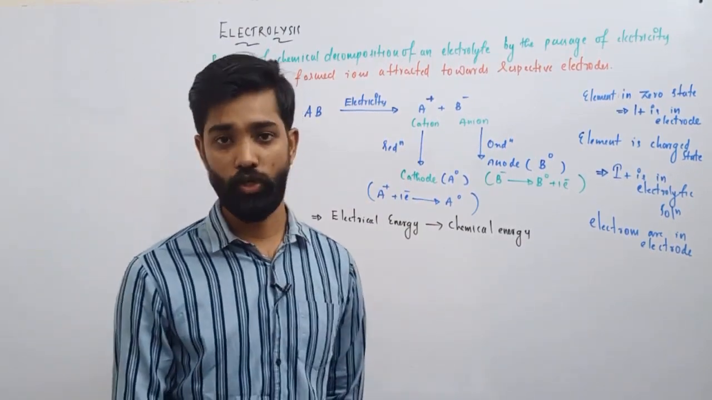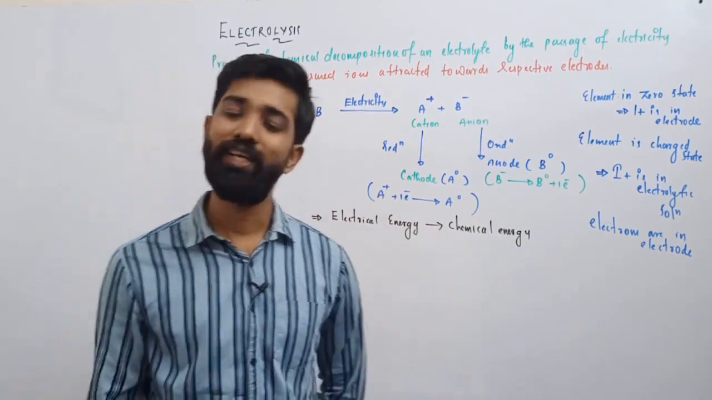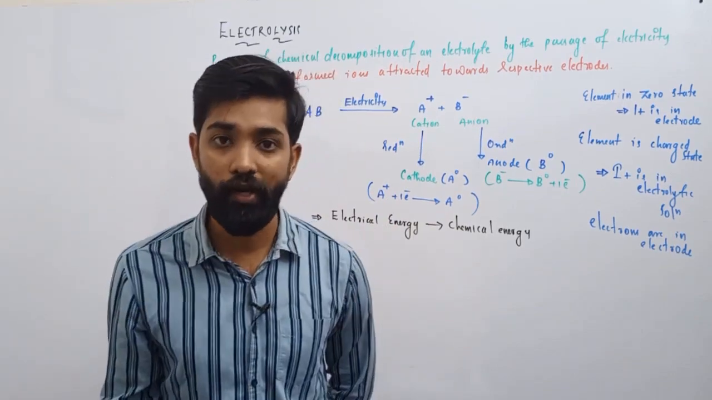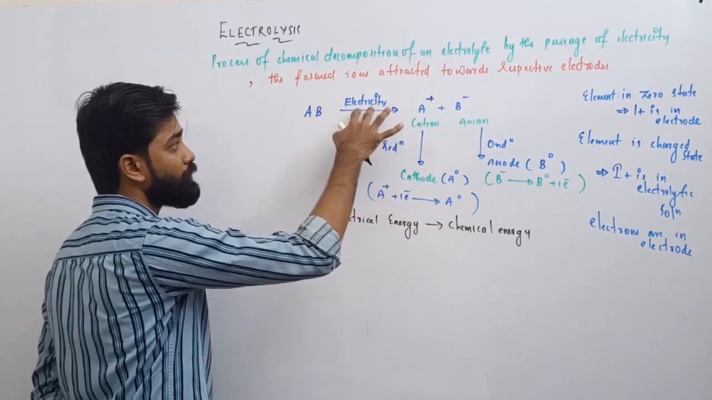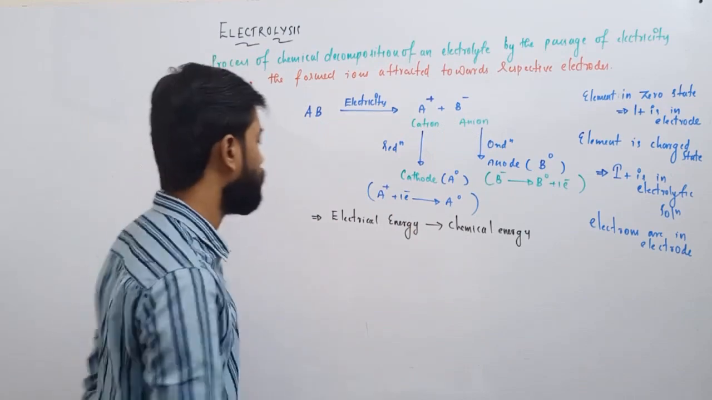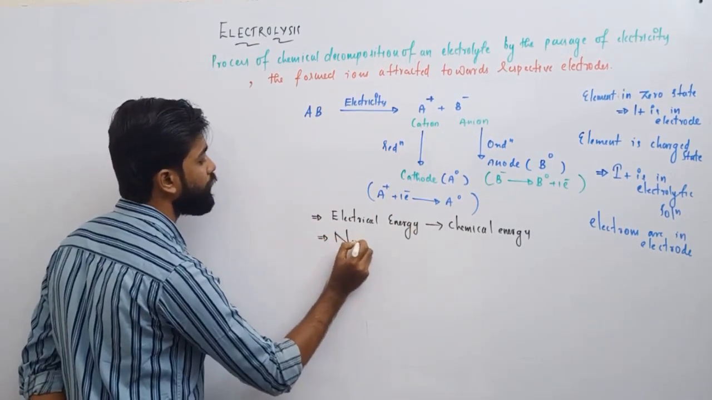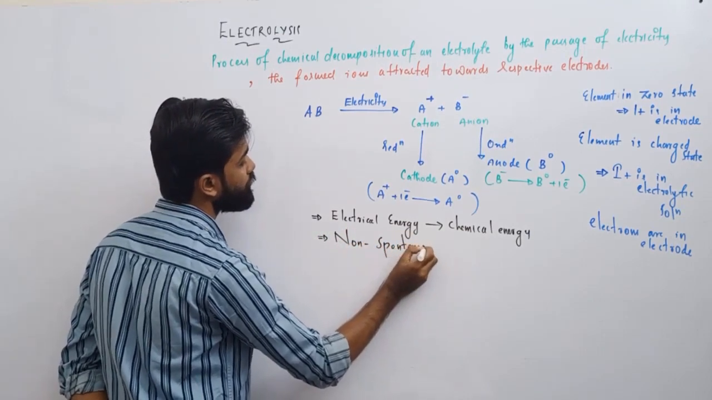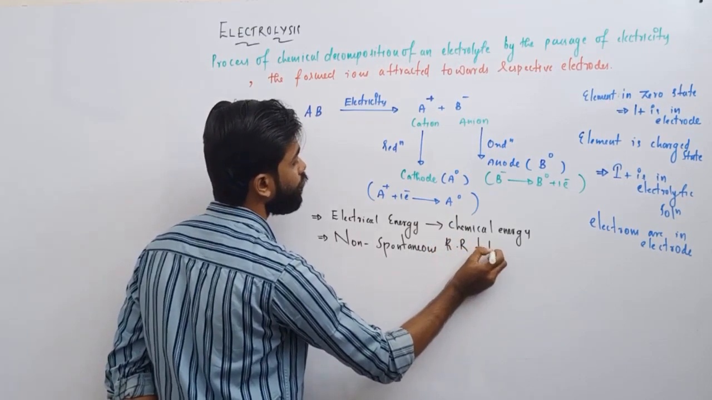No doubt it is non-spontaneous, because what do you mean by spontaneous and non-spontaneous process? A spontaneous process is a process which can occur without any driving force. But here, for the reduction and oxidation, there is an external driving force. That force is your electricity. So no doubt, this is a non-spontaneous redox reaction that takes place.